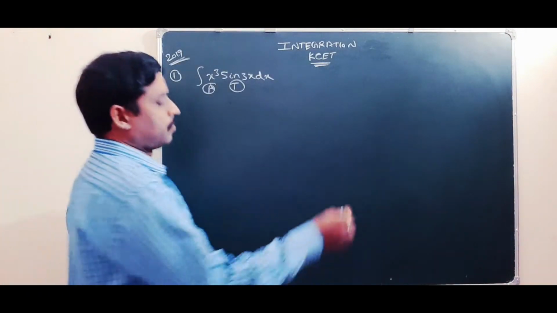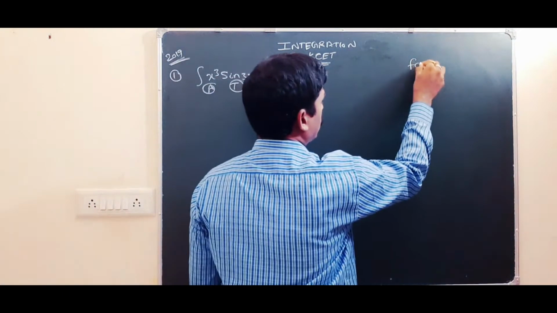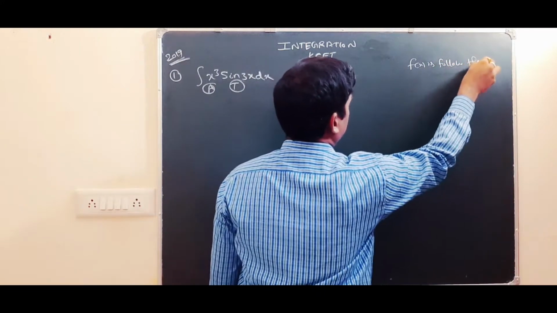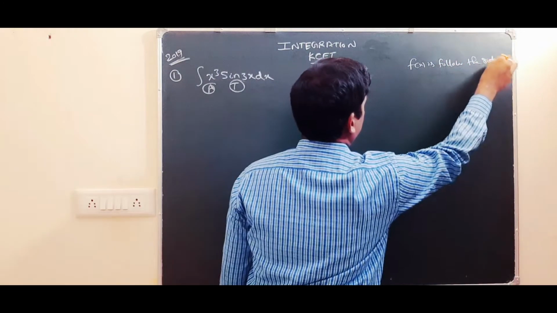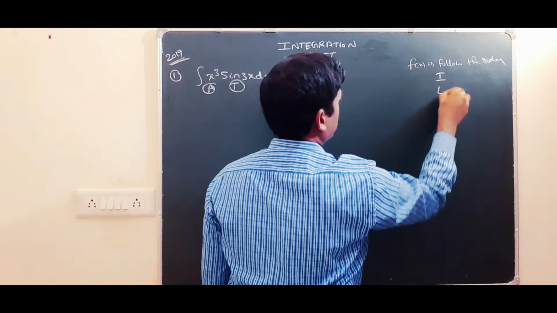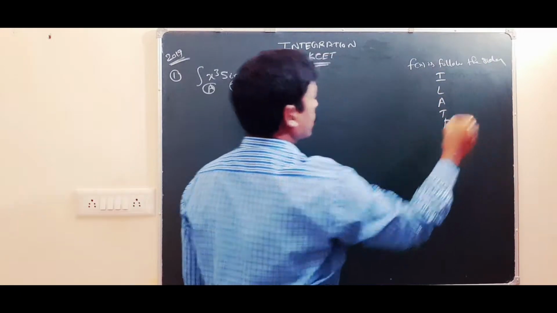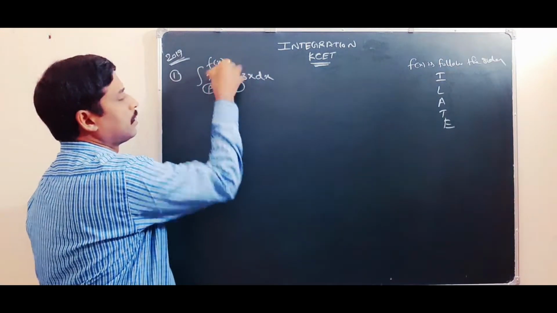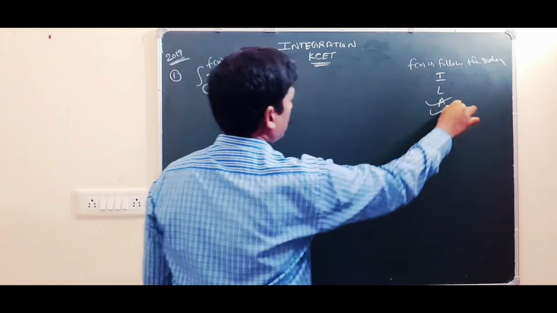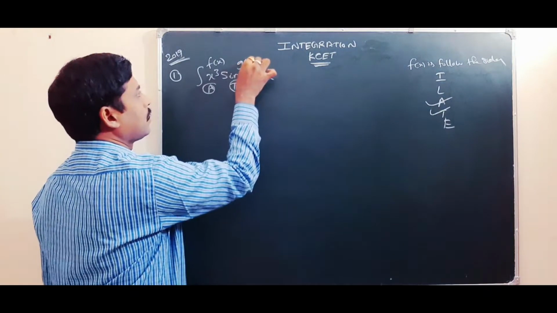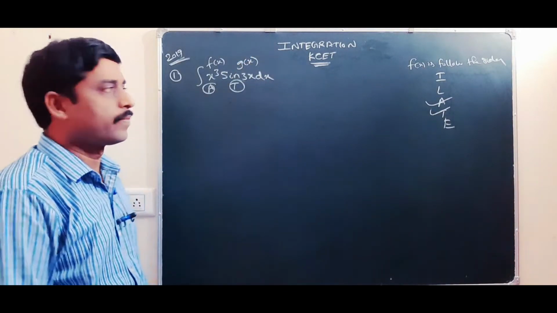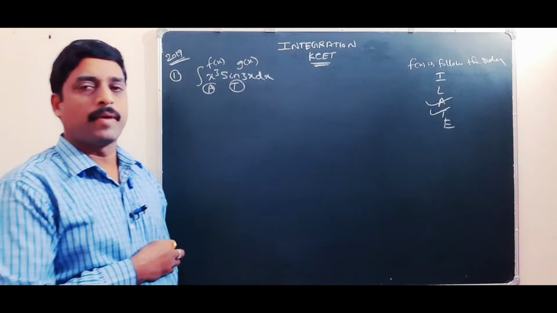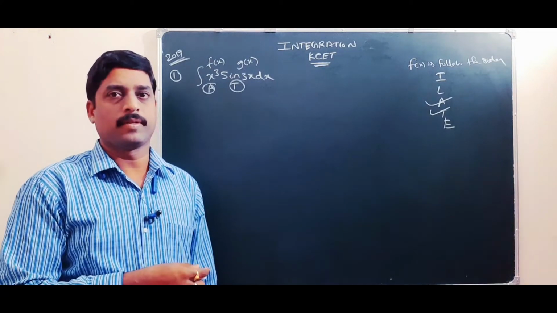What is f of x? Follow the order. Here the first function is the algebra function, let us take it as f of x. The next function is the trigonometry function sin 3x, let us take it as g of x. So what is the formula? According to integration by parts, this problem is a little bit tough.